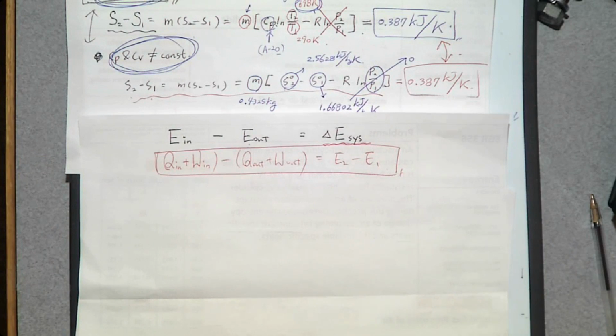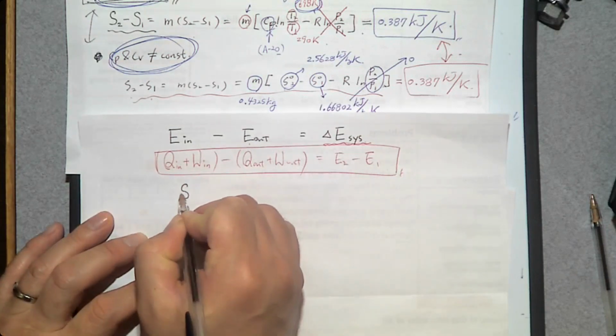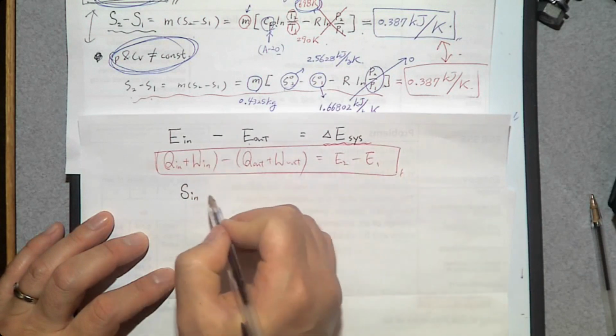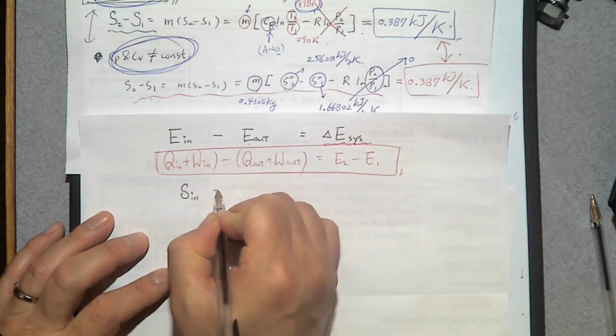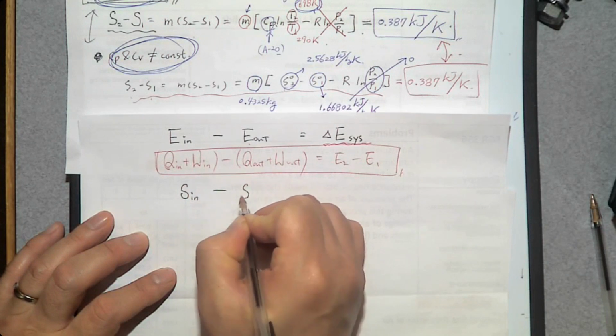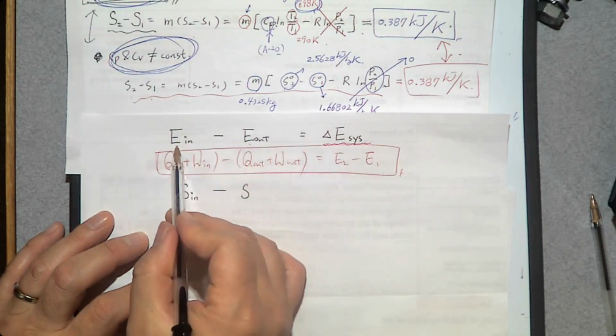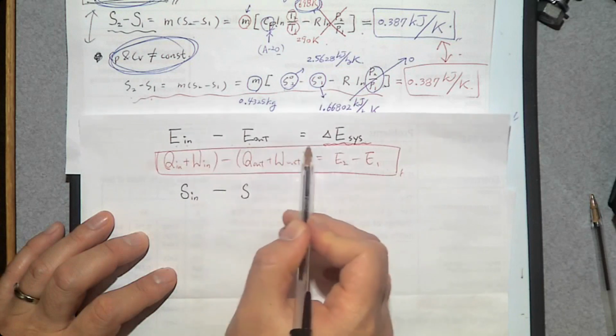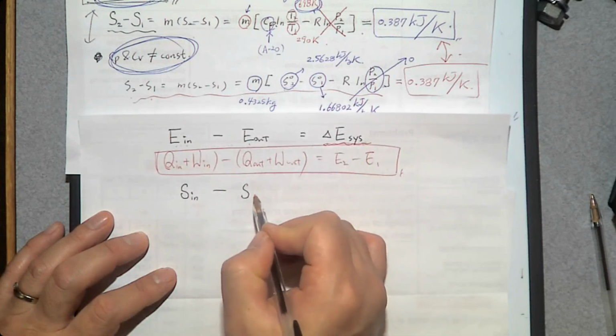What about the entropy balance equation? Can we use the same conservation of entropy principle? We can't, because entropy is not conserved. On the other hand, the entropy always increases if there is an irreversibility. So we cannot say the conservation of entropy principle. So there is no S in minus S out is delta S of the system.